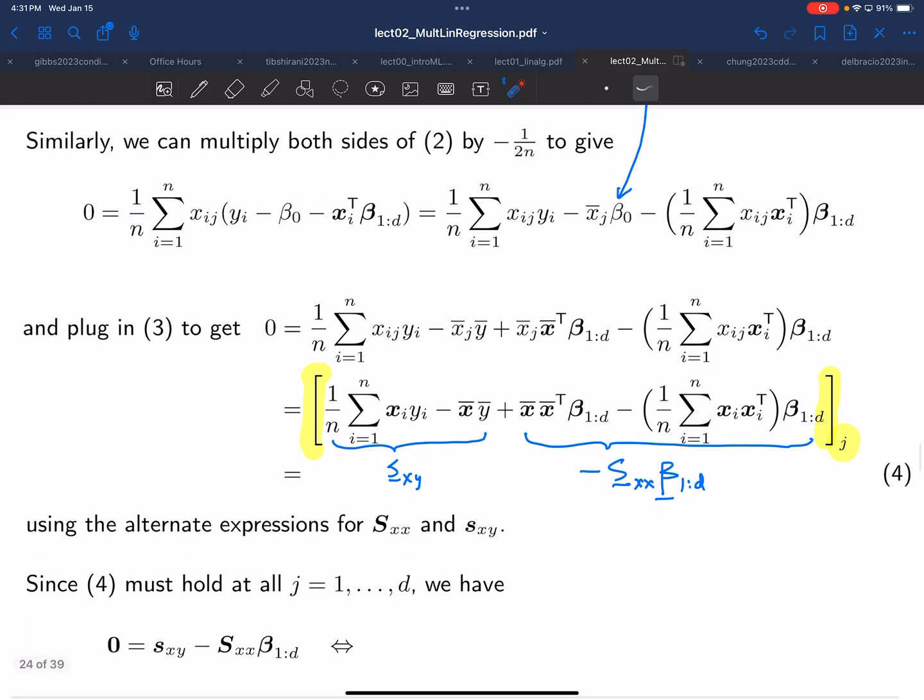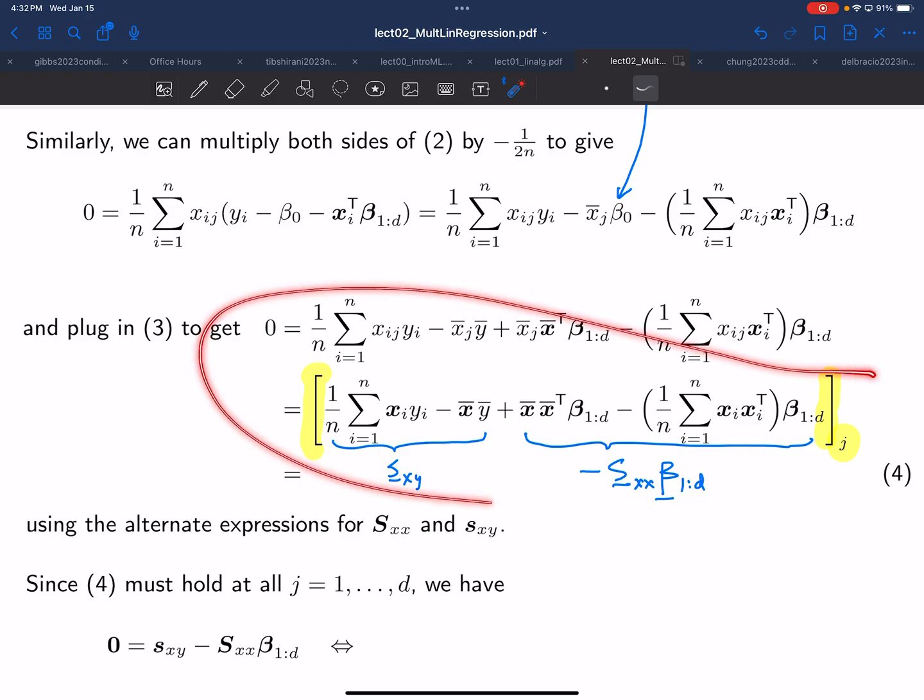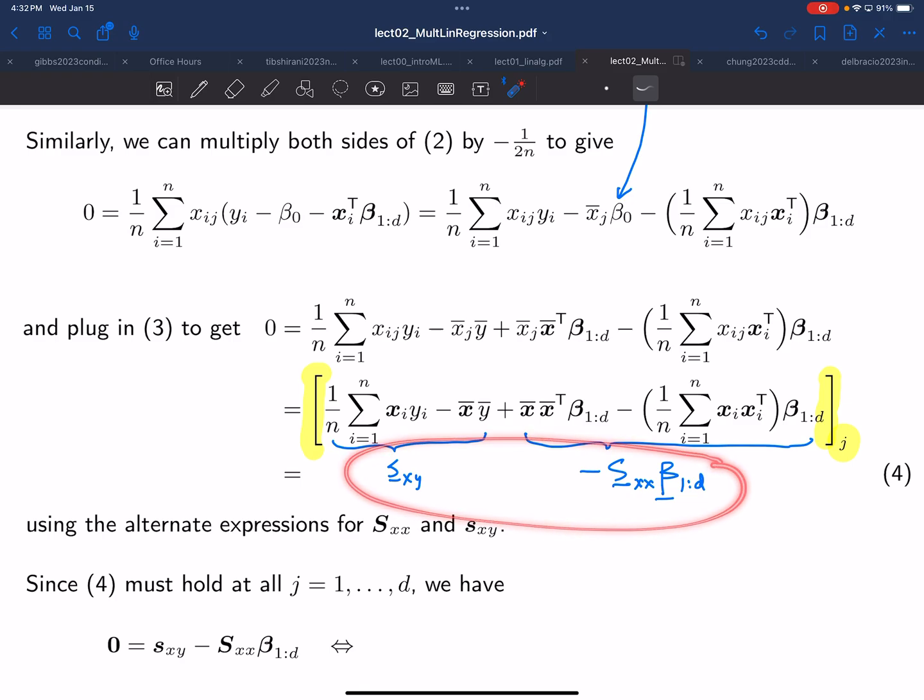But the thing is, we want this equation to hold for all j. So if it holds for all j, that means this thing must equal the 0 vector. And finally, we can do one final rearrangement to extract beta 1 through d. Let me ask, is G1 tau here? Yeah. So how would we get from this equation to beta 1 through d?